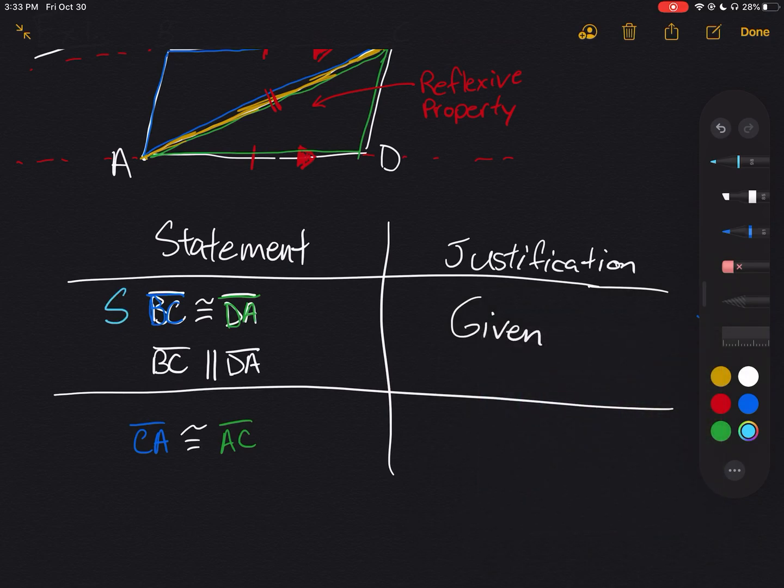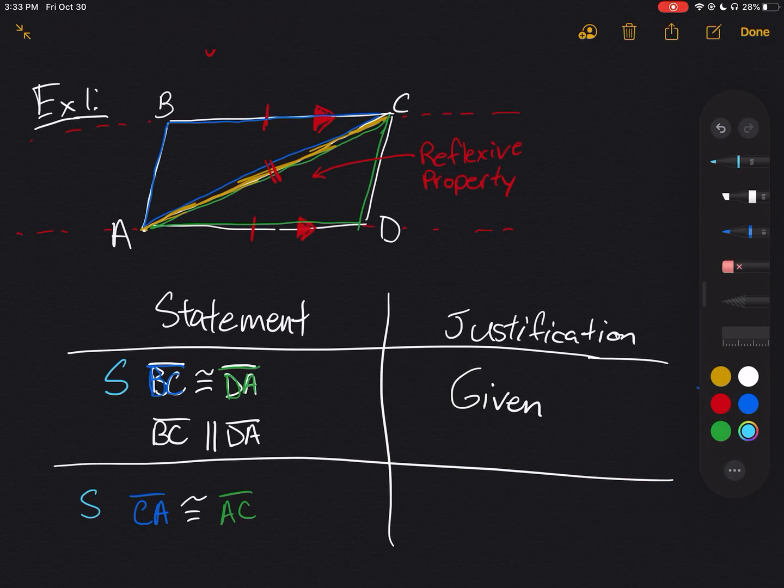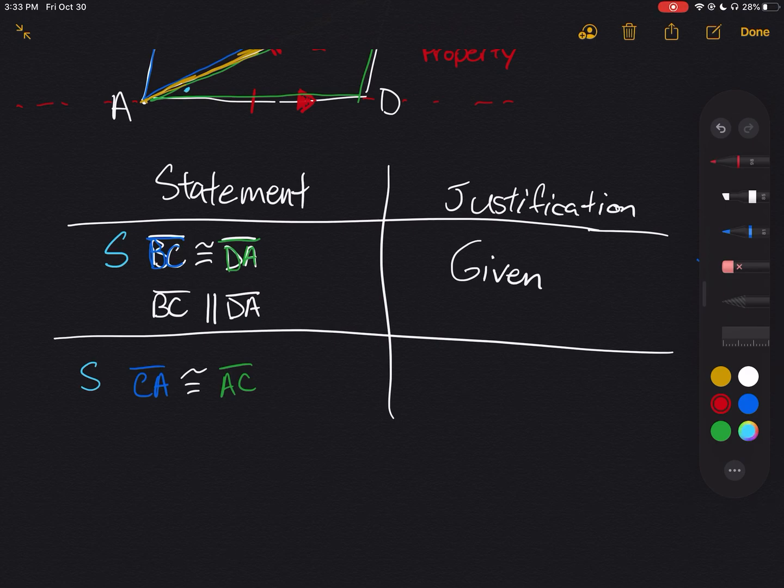Okay, so I got a side there, I got a side there. I just need to get an angle that attaches those two sides, right? So I just need to get this angle right there. So we'll see if we can figure out a way to do that. Okay, but first, I've got my side length and I use the reflexive property, so I'm going to jot that down. Property. Okay.